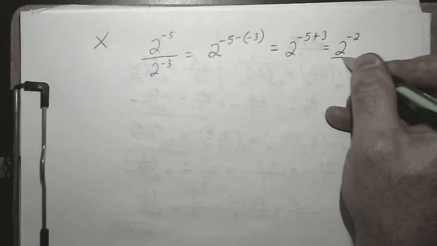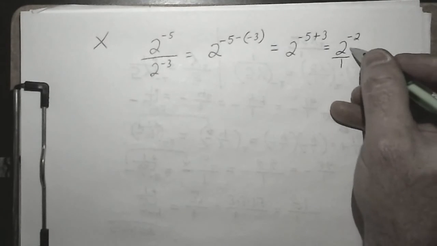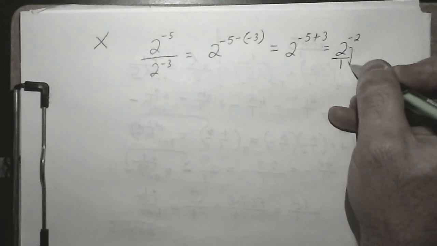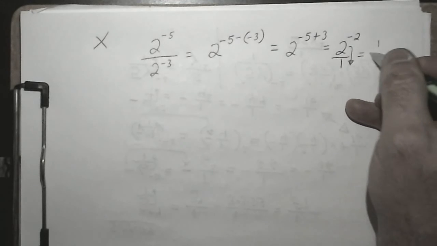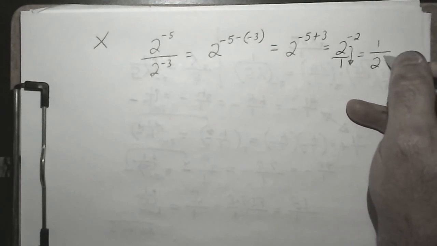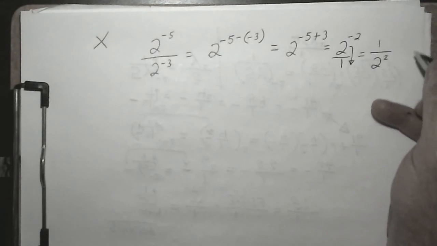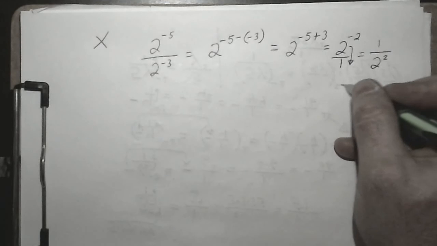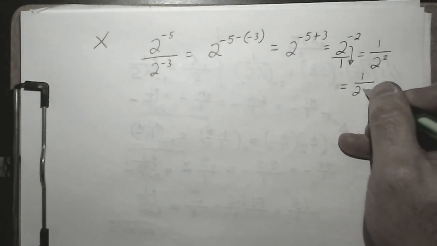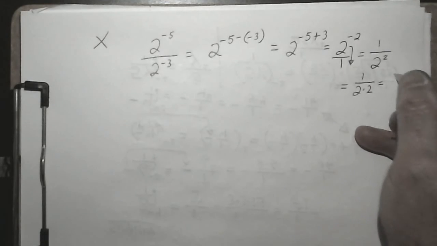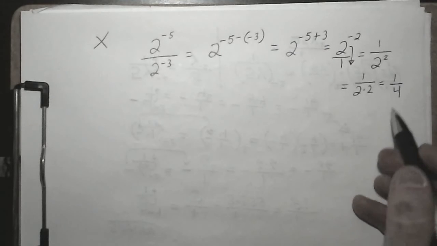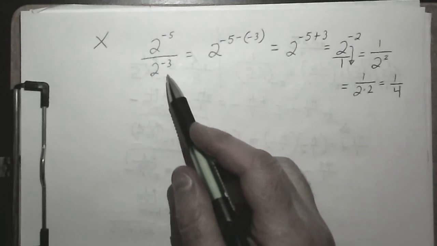To do that, we need to understand that this quantity sits over 1. We reciprocate the base 2 down into the denominator, in which case we have 1 over 2 now raised to the positive 2 power. And this is now saying 1 over 2 times 2, which is really 1/4. And so that would be the final simplified result of our problem back over here.